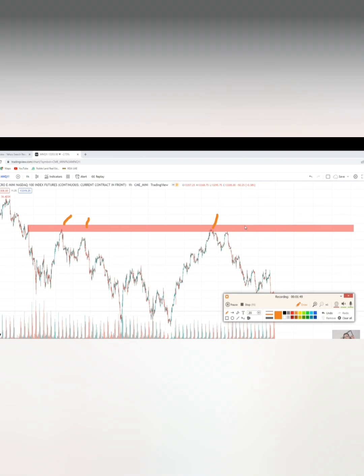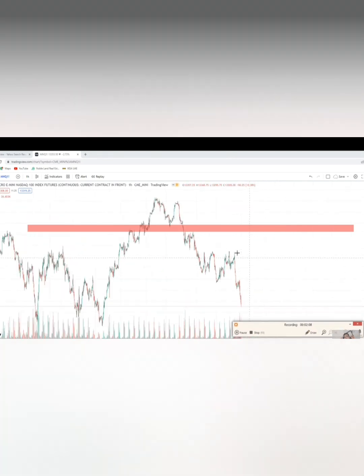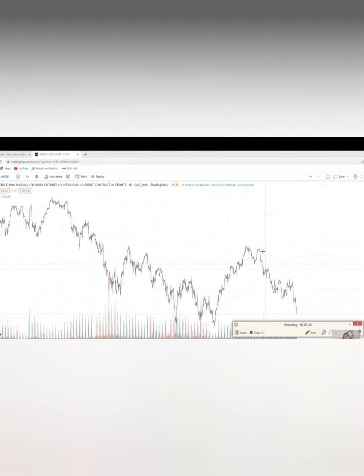It can touch as many times as it wants, but every time it touches it, there is selling pressure here. This is where you can say supply is being provided. So you will always have a pullback. Now this is something you guys already know. So let's remove that. And that's what a supply zone is. And that's what a smart money concept is. This is really what smart money concept is.